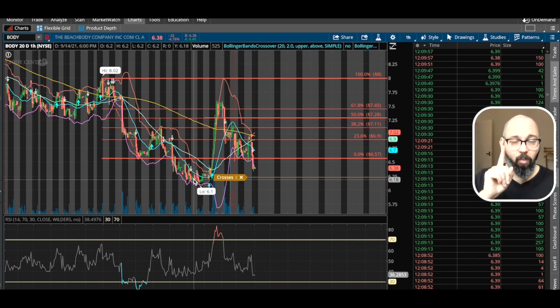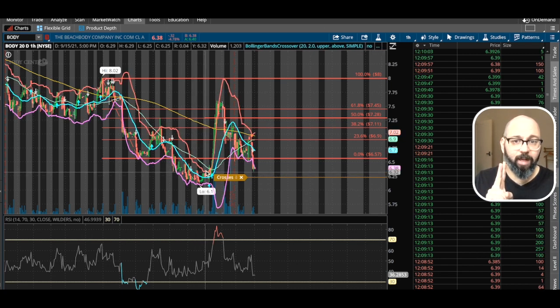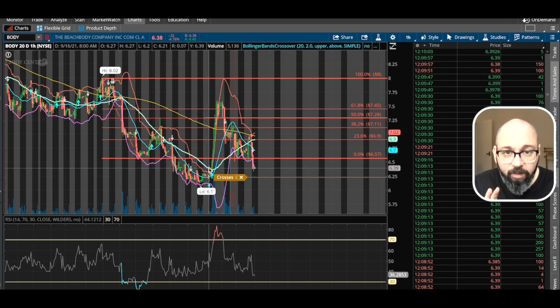That's indicator number one that I want to start paying attention to. Indicator number two is that we cross over this 20-day moving average again. Indicator number three is this breakout to the upside.